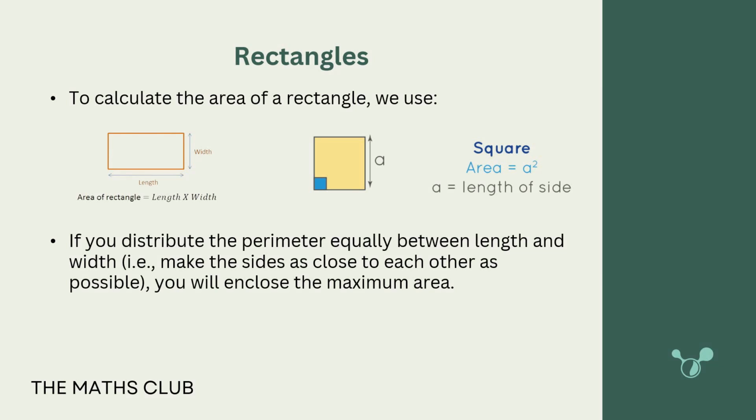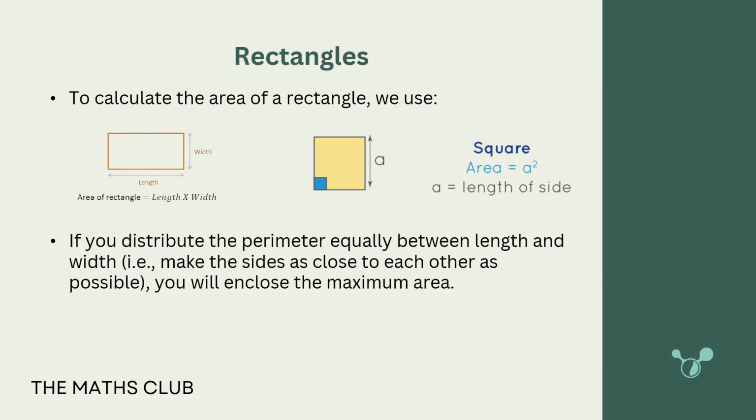Take note of this. If we distribute the perimeter, which is the total length of the shape or of the rectangle, equally between length and width, that is, make the sides as close to each other as possible, you would enclose the maximum area. So basically, if I have a square and I have a rectangle, and both of them have the same perimeter, which is just like the total length, this length plus this length plus this length plus this length, right? If I have a normal rectangle and another square, both with the same perimeter, the area of the square would be far greater than the area of the rectangle.